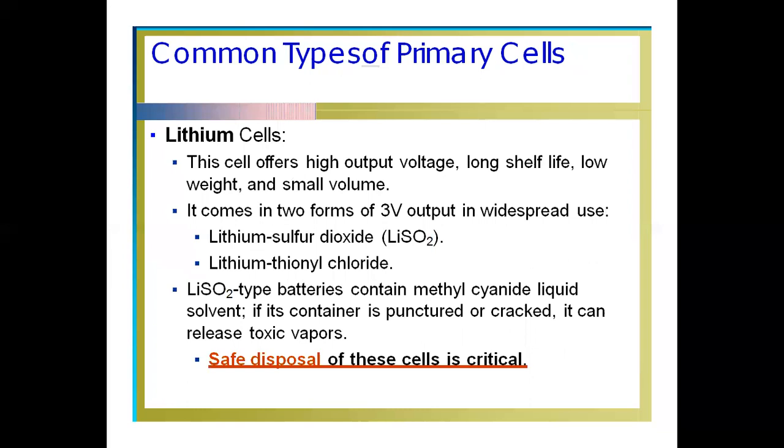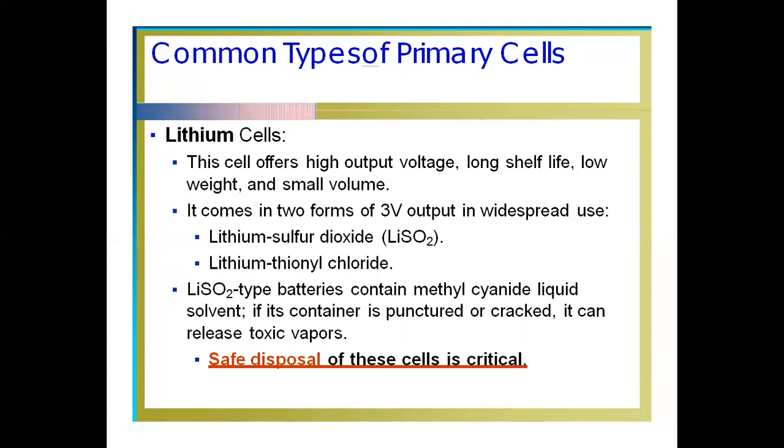The next type of cell is the lithium cell. This cell offers high output voltage, long shelf life, low weight, and small volume. It comes in two forms of 3-volt output in widespread use: lithium sulfur dioxide and lithium thionyl chloride. In such two forms it is available.